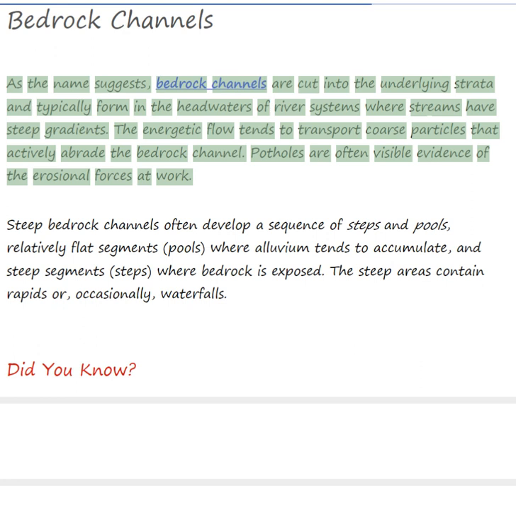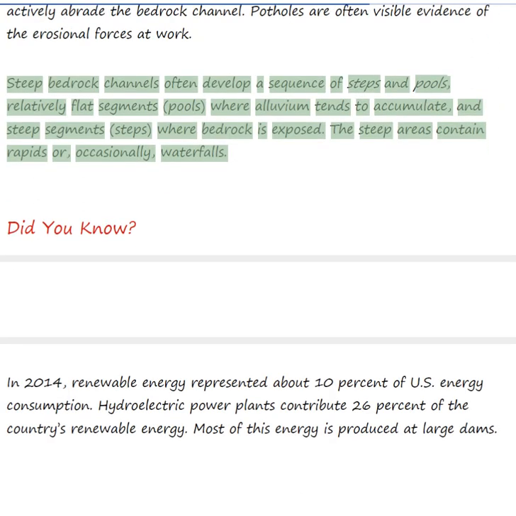Bedrock channels. As the name suggests, bedrock channels are cut into the underlying strata and typically form in the headwaters of river systems, where streams have steep gradients. The energetic flow tends to transport coarse particles that actively abrade the bedrock channel. Potholes are often visible evidence of the erosional forces at work. Steep bedrock channels often develop a sequence of steps and pools, relatively flat segments where alluvium tends to accumulate, and steep segments where bedrock is exposed. The steep areas contain rapids or, occasionally, waterfalls.